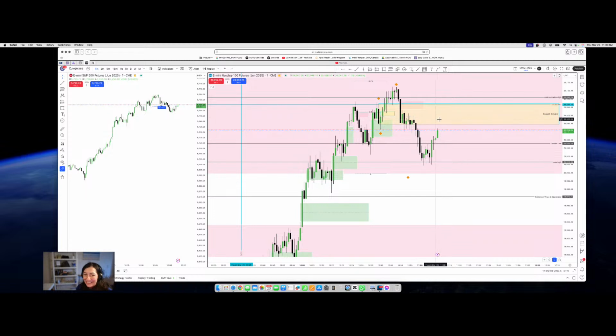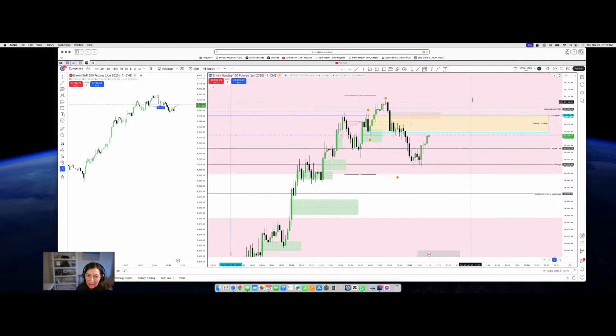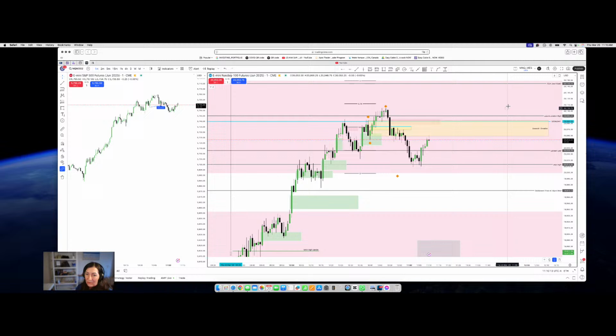I'm horribly curious here to see if price is going to dip back into here. Here's our fair value gap up here. Price could come all the way back up here. That's why you need to be careful when you're dealing with breaker blocks. Ideally, our stop loss is above the breaker block, but that makes for a very large stop loss, right?